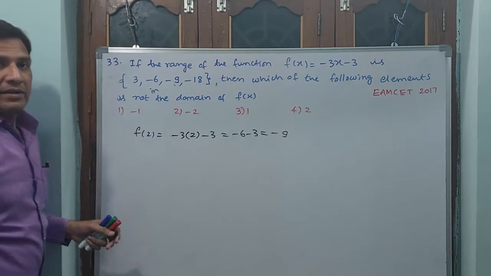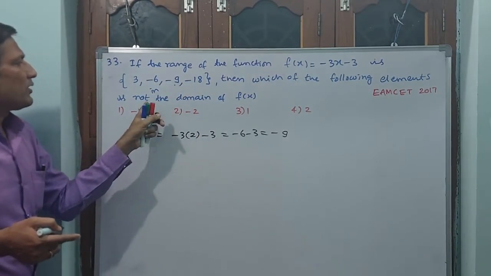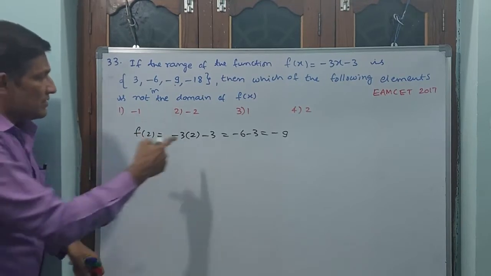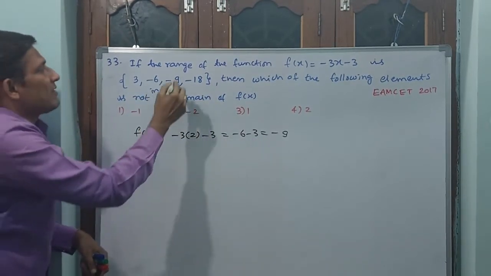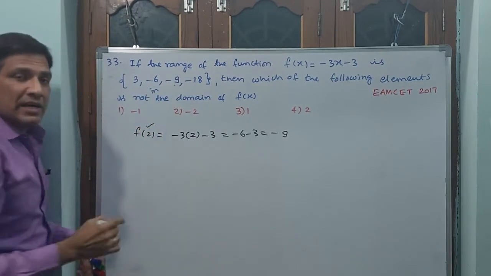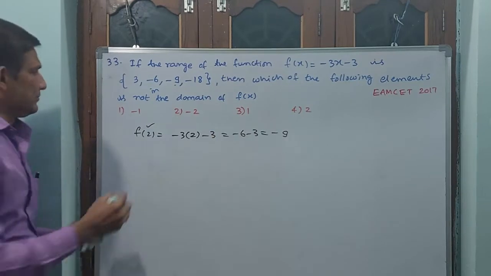Minus 9 is there. They are asking which of the following elements is not in the domain. That means this is in the domain, 2 is in the domain. Why? Because if you do 2, minus 9 will come, and minus 9 is there. That means 2 is in the domain, so you should not take this. Then you go for 1.